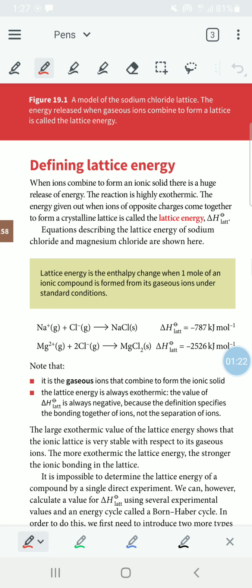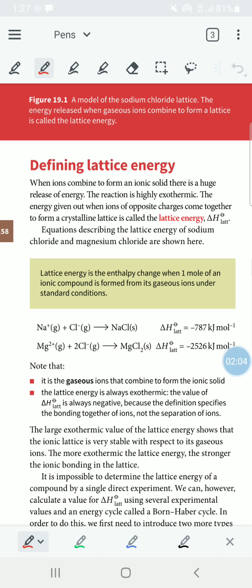This particular lattice energy can be defined as follows. Each and every word in the definition is important, so you have to make sure you know what you're talking about, and you cannot miss any part. Lattice energy is the enthalpy change when 1 mole of an ionic compound is formed. We are not talking about how many ions get together, but about 1 mole of ionic compound being produced from its gaseous ions under standard conditions.